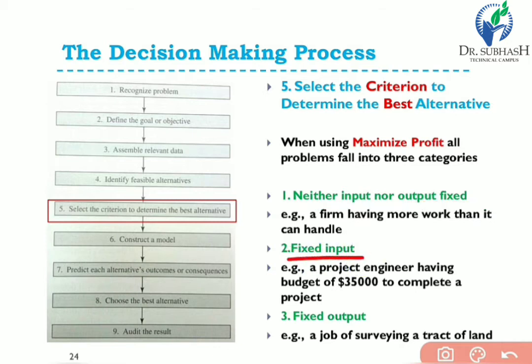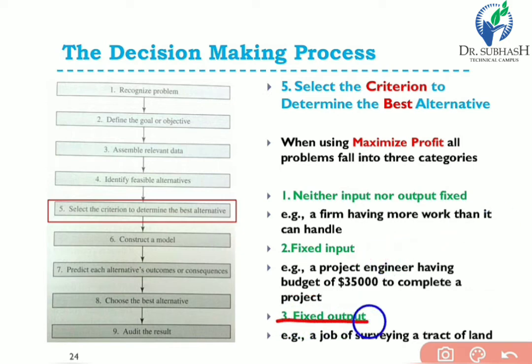Second one is fixed input. In this we get the maximum profit from fixed input. There is a limit of input. In this example, a project engineer has a budget of 35,000 to complete a project. It means we have one project and the input money is limited to 35,000. We need to complete it in this amount. We cannot spend more than this 35,000. So it's an example of fixed input.